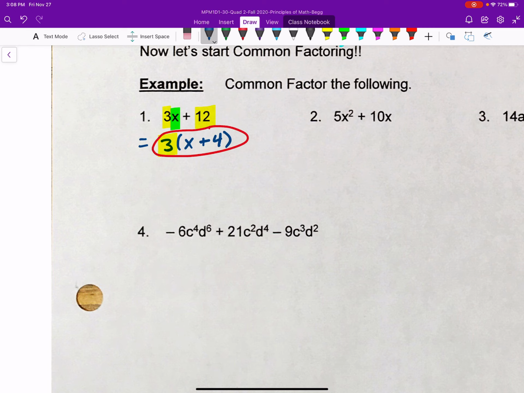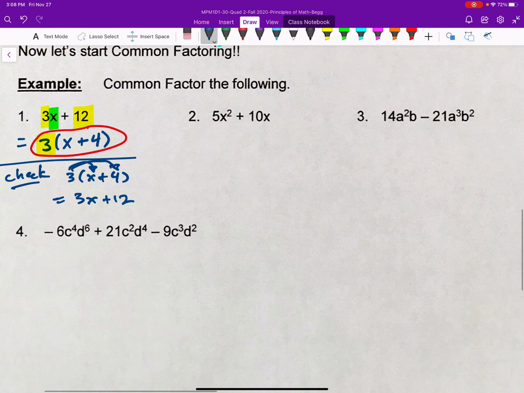And if I want to check my answer, I can do the distributive law to expand it back out. I could do 3 times x, which gives me 3x, and I would have to do 3 times 4, which gives me 12. So we can common factor to break it down, and we can do distributive law to expand it back out. So again, just the thinking, doing it part by part.